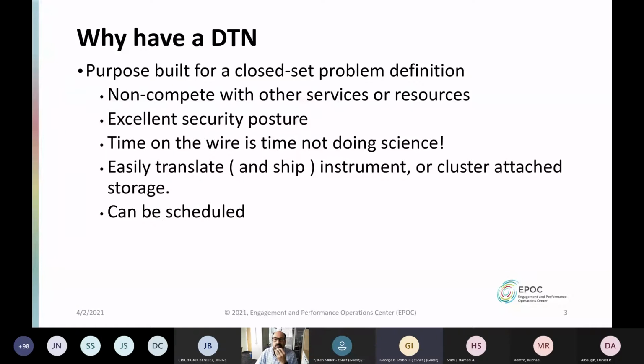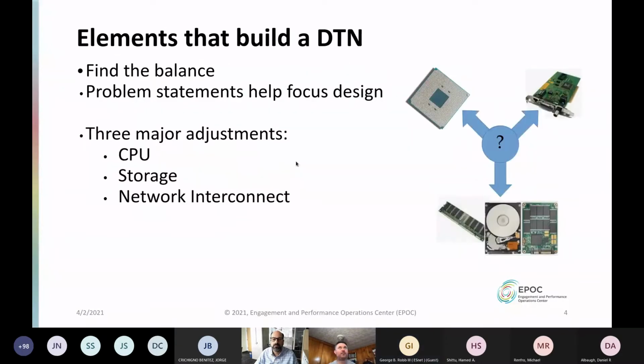So again, back to the whole idea of the part that Ken's talking about, right? Let's get 1 terabyte an hour. Let's see if we can hit that. And then let's get it accelerated. We want to easily translate and ship data from an instrument or cluster attached storage, and we'd like to be able to schedule these. So DTNs are excellent.